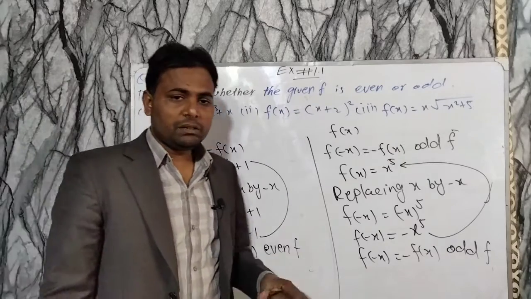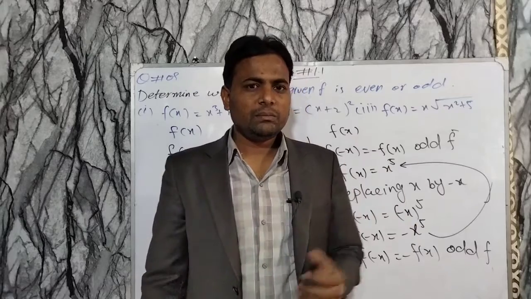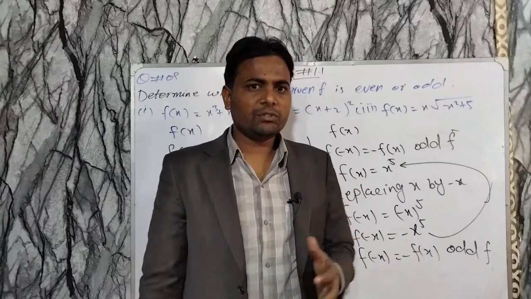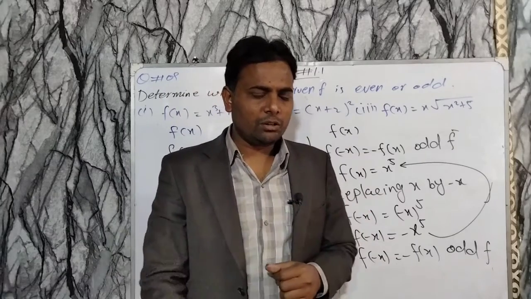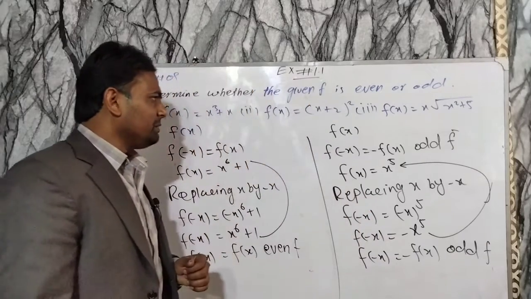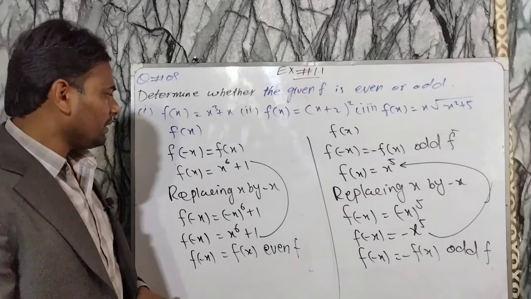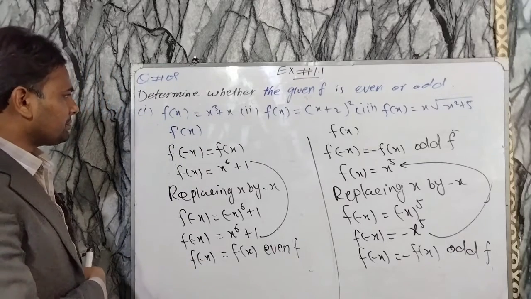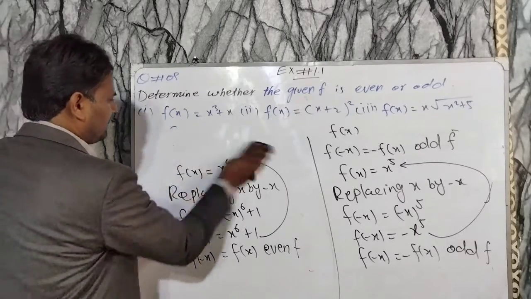And if our form is totally changed after replacing the variable with the negative sign, then this function will be neither even nor odd. Now we take some examples and solve them one by one. First, we solve the first part of question number 9.